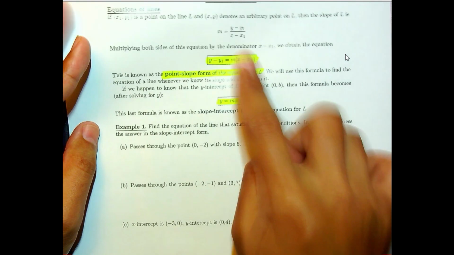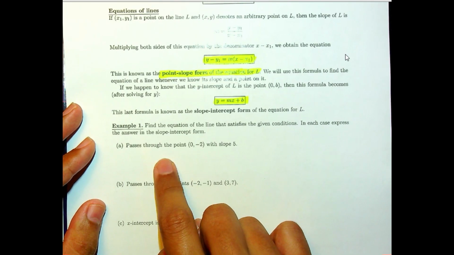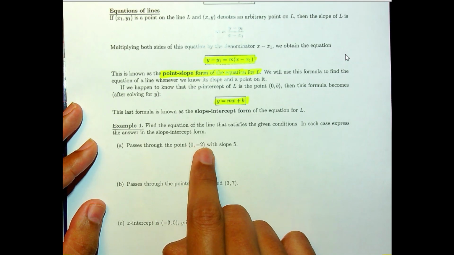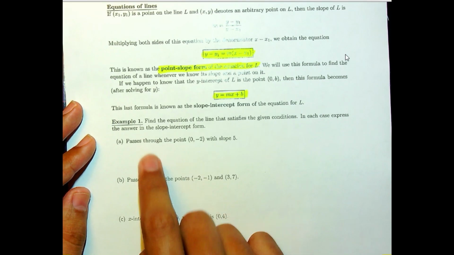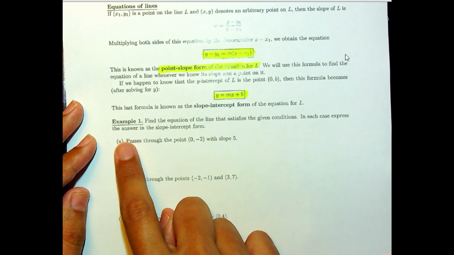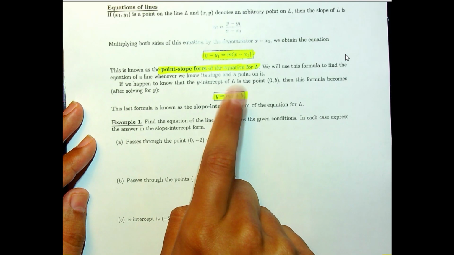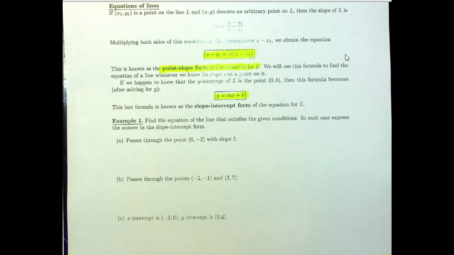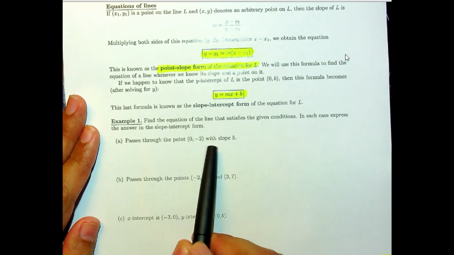Now, using these two formulas is pretty easy. So here's the first example. It says find the equation of the line that satisfies the given conditions. There are three examples in this one. In each case, express the answer in slope-intercept form. So in each case, we're going to give the final answer like this: y equals mx plus b. All right. So here's the first one. Find the equation of a line that passes through the point 0, -2, and has slope 5.